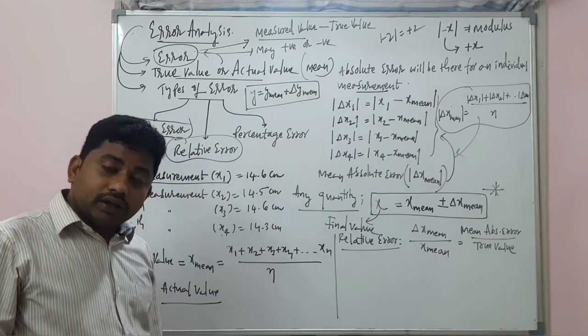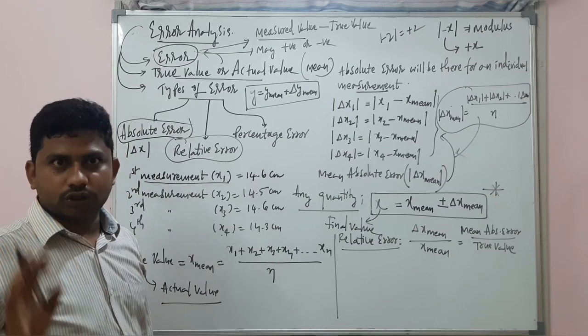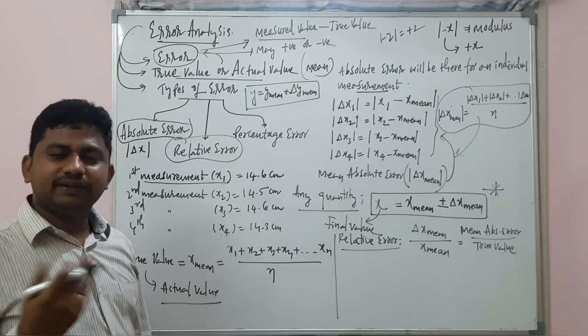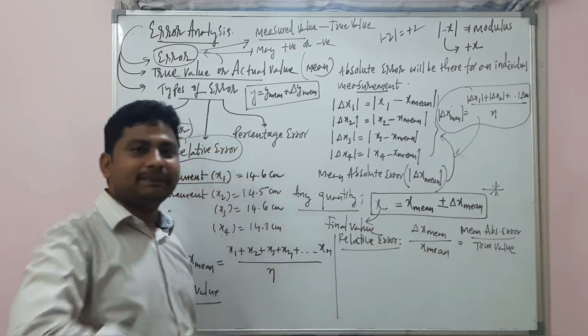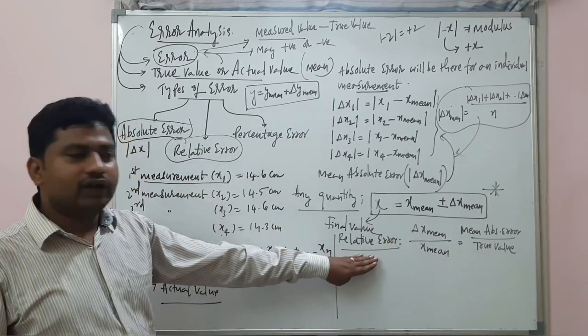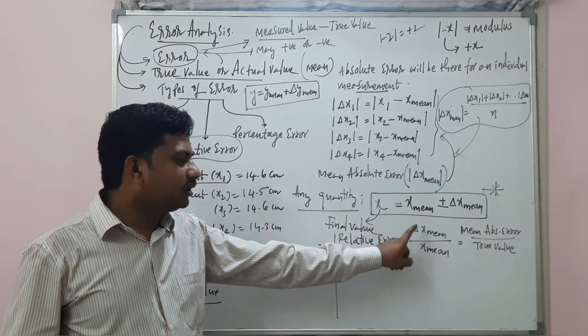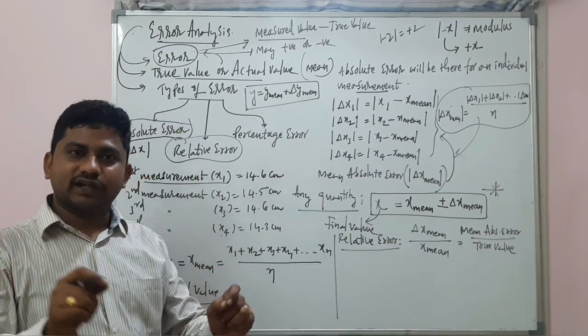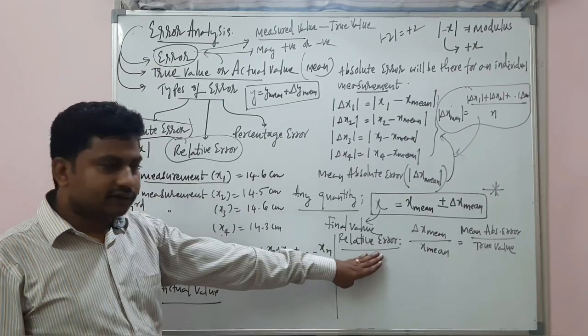So tell me whether the relative error will have units or not. It will not have any units, because both the numerator and denominator have the same physical quantity. Okay, clear? So this is the relative error.